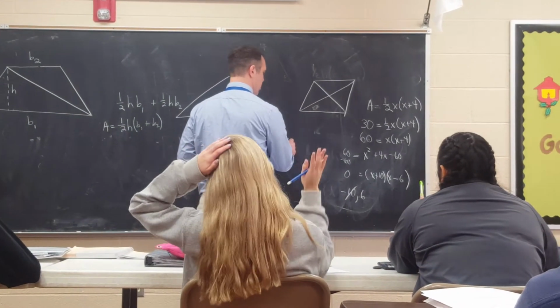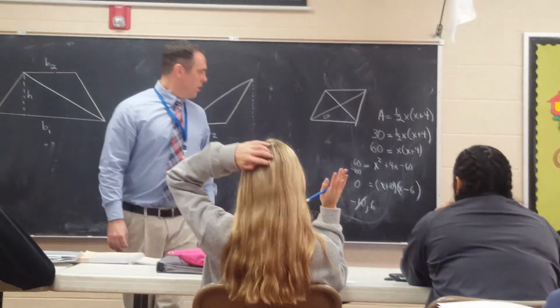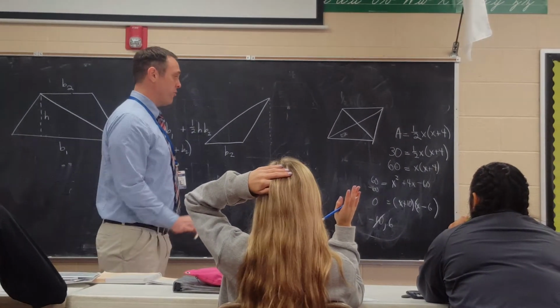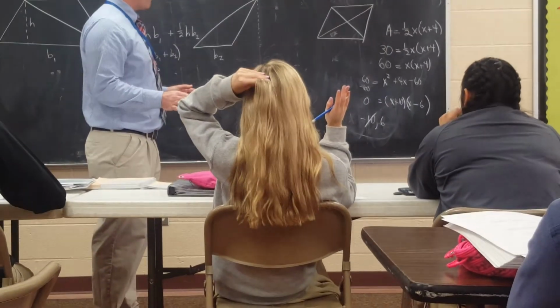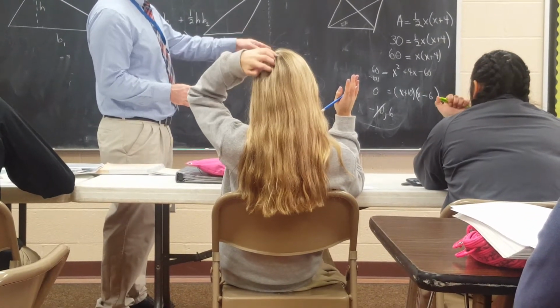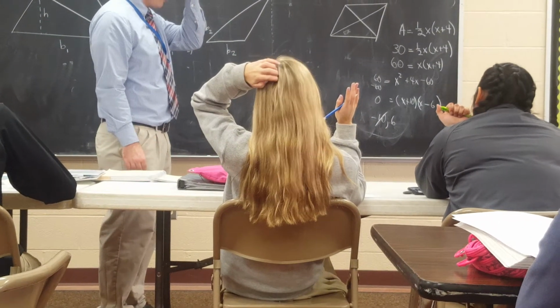Can we just take the absolute value? No, you can't, there's no absolute, you only do that if it's absolute value sign. So a negative doesn't make sense, we use the one that does, the positive. Okay, just cross out the negative.